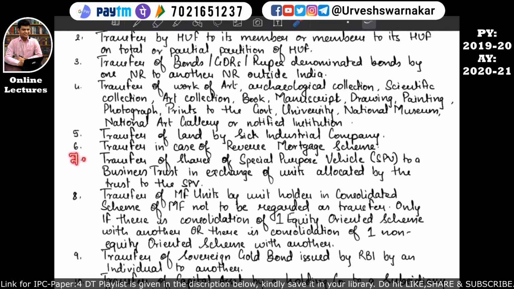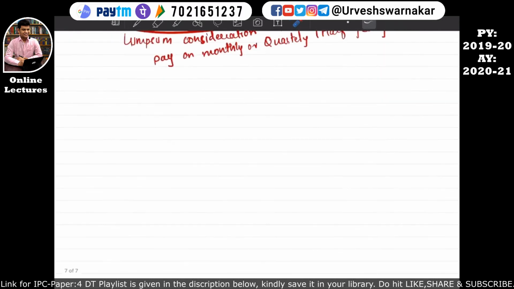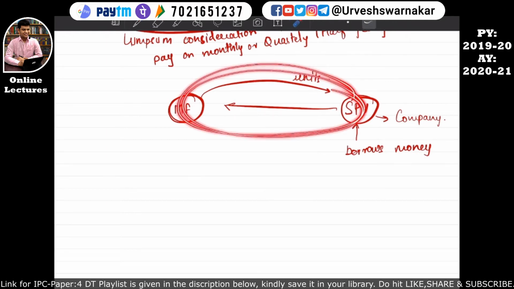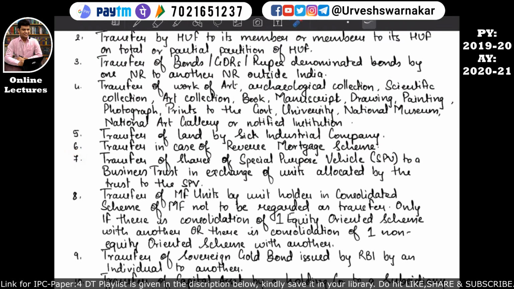Then point number 7 says that transfer of shares of a special purpose vehicle to a business trust in exchange of units allotted by the trust to the special purpose vehicle is exempt. This you will study at CA final level, but I'll give you a small glimpse of this particular thing. Understand that this is a mutual fund. In order to run this mutual fund, a special purpose vehicle has been created. This special purpose vehicle is a company. This company borrows money and gives it to the mutual fund, and the mutual fund in return gives units of the mutual fund to the special purpose vehicle. Whatever this transaction of transferring the unit is, it is not considered as transfer. That is what is given here in point number 7. Transfer of shares of a special purpose vehicle to a business trust in exchange of units allotted by the trust to the special purpose vehicle will not be considered as transfer.